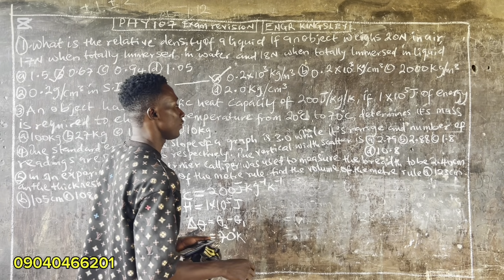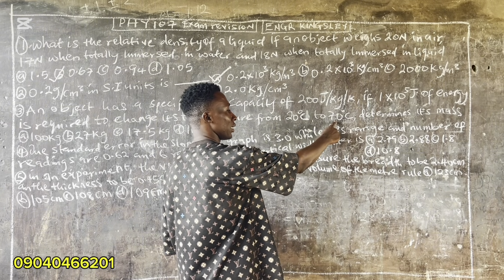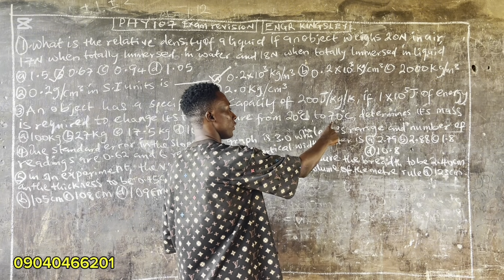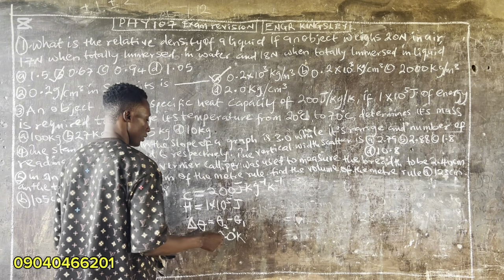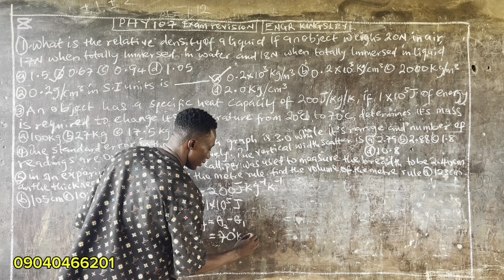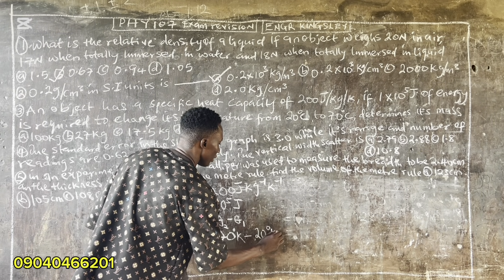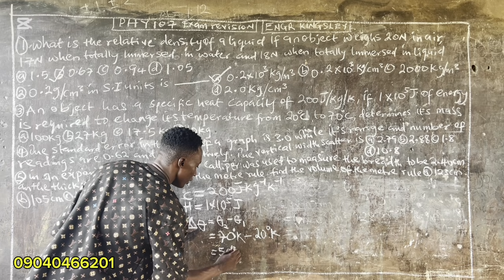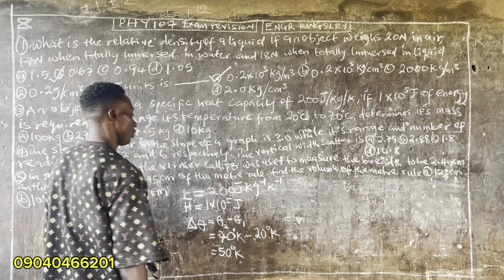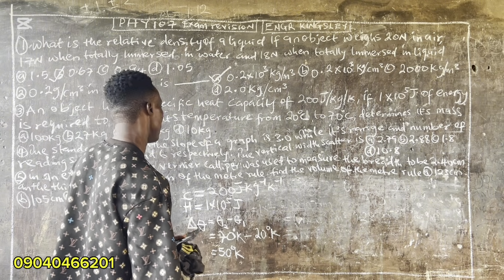In the sense that even if you add 273 to change it to Kelvin and add it to the first one, when you subtract, it will still give you 50. So 70 Kelvin minus 20 Kelvin, if you subtract it, will still give you 50 Kelvin. We use Kelvin in calculating. We don't use degrees Celsius.